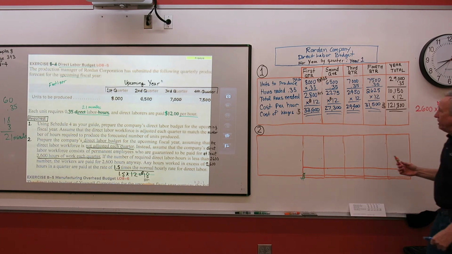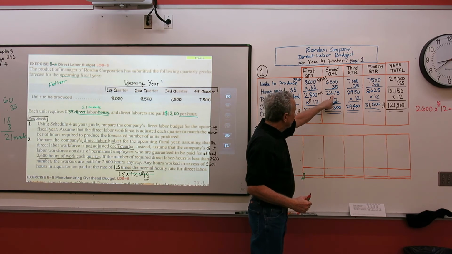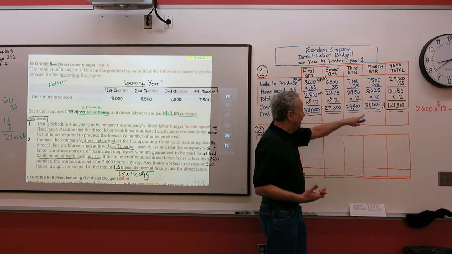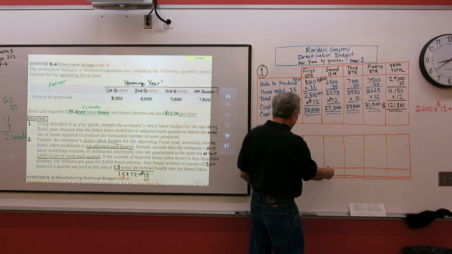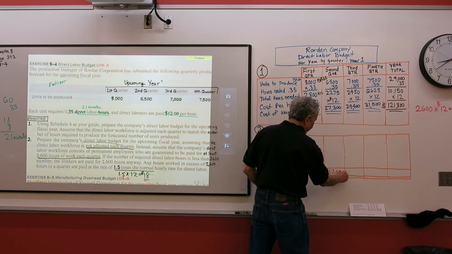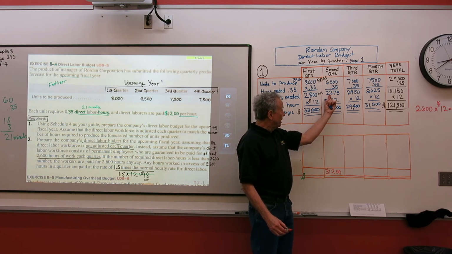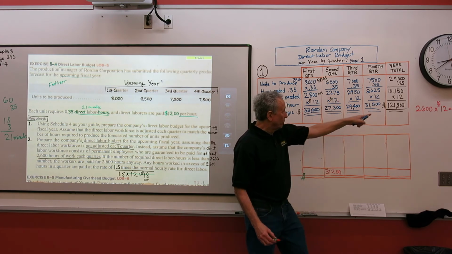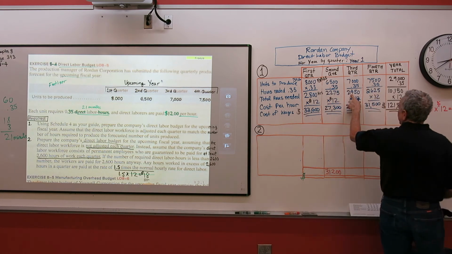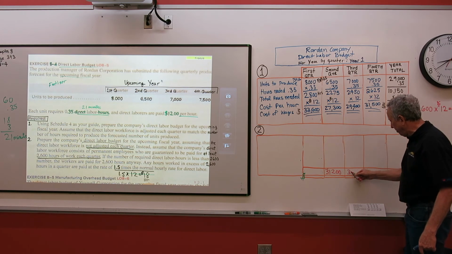So let's just look. Some of these are going to be very easy because take a look at the second quarter. They're only going to work 2,275 hours, but they're guaranteed to get what? They're guaranteed to get 2,600. So I can tell you the budget for the second one is going to be $31,200. You see? They're going to work less, but they're guaranteed 2,600, so they're going to get the $31,200. How about this one? This one, they're going to work 2,405 hours, but they're guaranteed 2,600. This answer will be the same, $31,200.